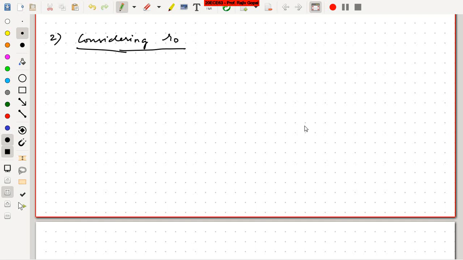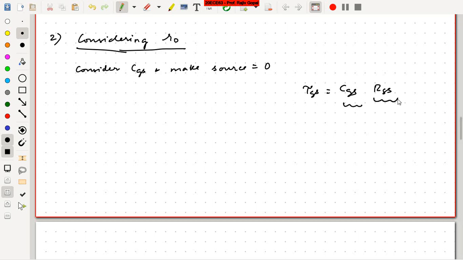So first I will consider CGS and make source 0. Why do I need to make source 0? Because remember, we are finding RGS. CGS is already there, we have to find RGS. That is what tau GS is: tau GS is CGS into RGS. CGS you already know, and we have to find what RGS is.